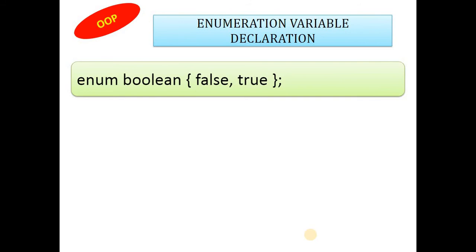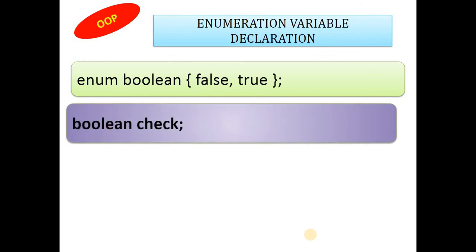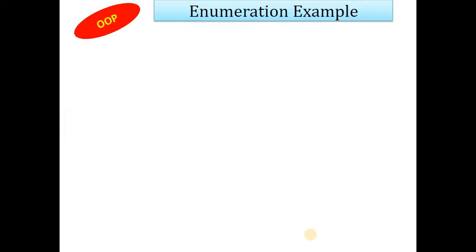Now to declare the enumeration variable, you have to use the enumeration name. For example, if you have an enumeration named boolean, which has two values false and true, you use the enumeration name boolean and then the enumeration variable. So check is the enum type variable which can have the value either false or true. So let's see an enumeration example.